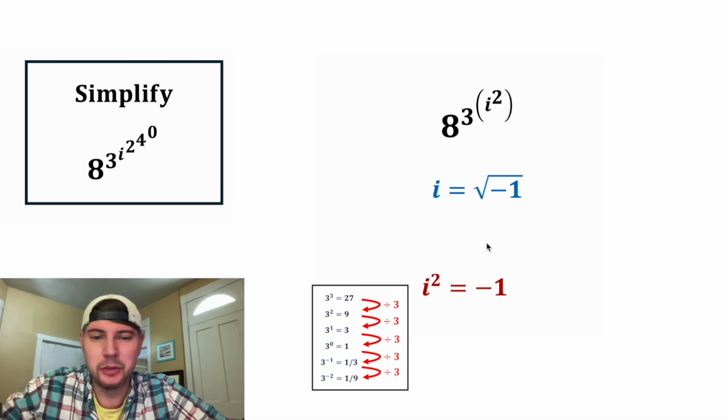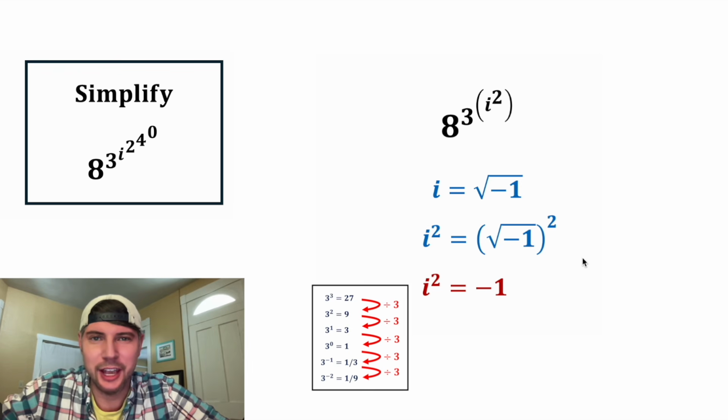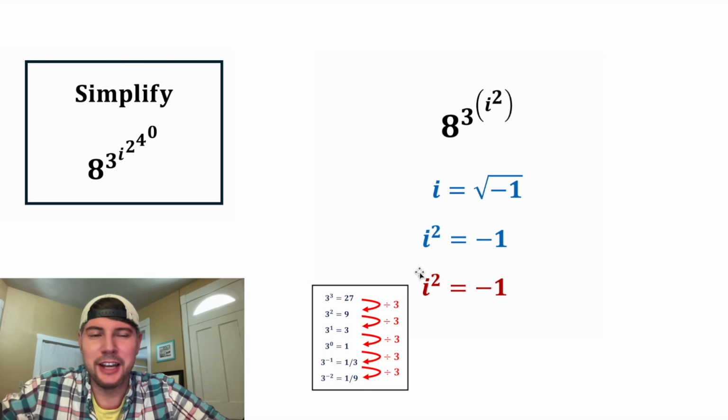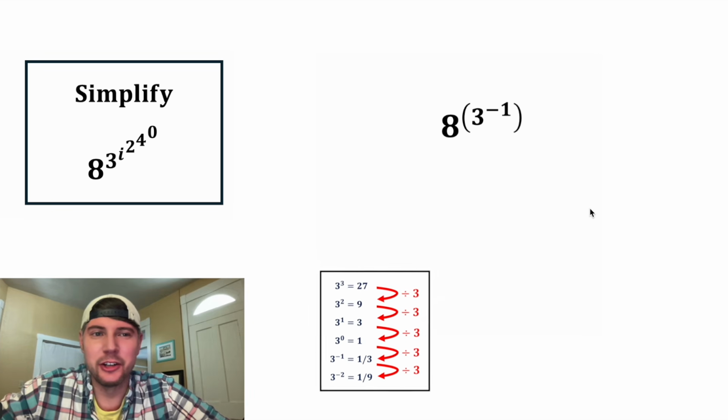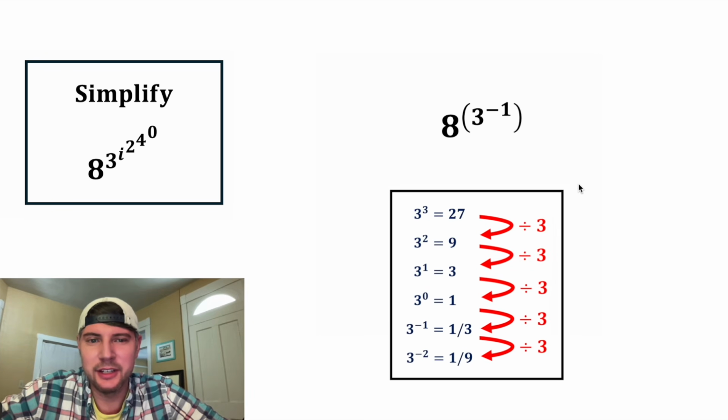If we focus on this blue one, copy it down, and then square both sides, the square root and the square are inverse operations, so they're going to cancel each other out. And we're left with i squared is equal to -1. Regardless of which definition you use, they both tell us that i squared is equal to -1. So we can change this i squared to -1. Next, we're going to do the 3 to the -1. And earlier we demonstrated that 3 to the -1 is equal to 1/3. So we can change this to 1/3.